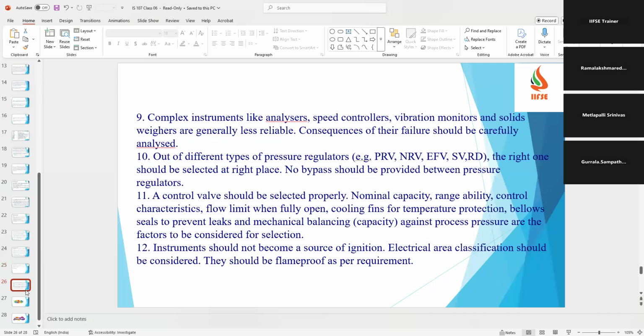Then complex instruments like analyzers, speed controllers, vibration monitors, and solids weighers are generally less reliable. The consequence of their failure should be carefully analyzed.